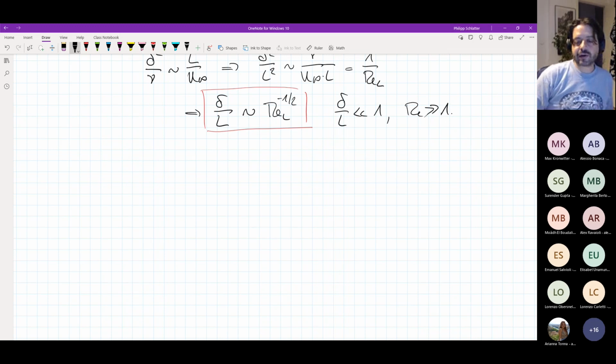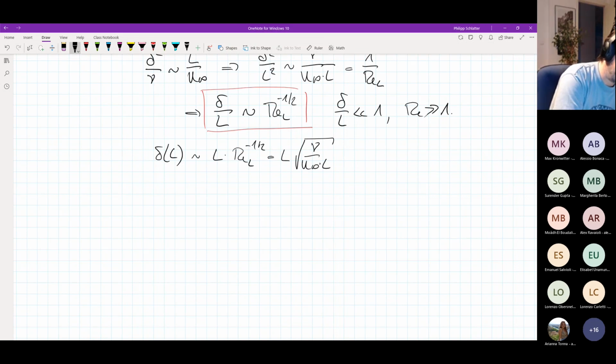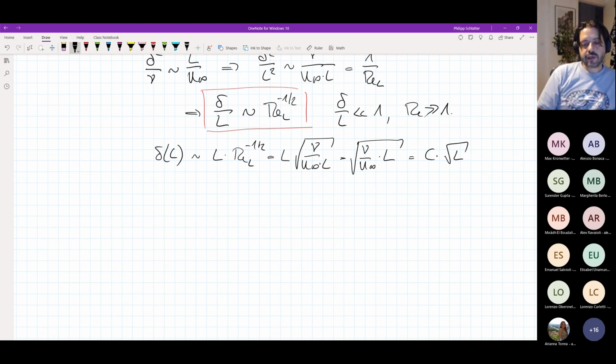Okay, we have still not answered really our question from the beginning, how fast the boundary layer would grow as a function of downstream distance, but this we can now do based on this. So my delta as a function of L would then be essentially L times the Reynolds L to the -1/2. Of course, that just becomes L times the square root of nu divided by U infinity times L. Now we can change this a little bit. That gives you the square root of nu divided by U infinity times L. And of course, that becomes then C times the square root of L. So that means if I increase my length with a factor of 4, then delta would grow by the factor of the square root of this length, so by a factor of 2.